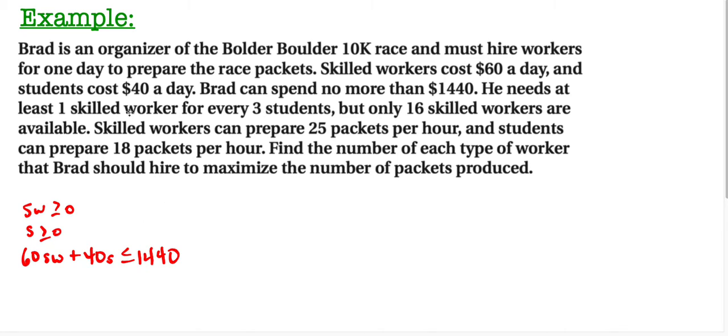Okay, then the next sentence is kind of weird. It says 1 skilled worker for every 3 students. Now, this one's kind of different, so I'll just put this one up here. So 1 skilled worker for every 3 students. That kind of means that, let's see, what order should I write these? Skilled workers, and we're going to compare them to students.